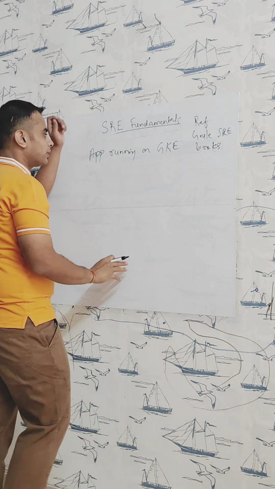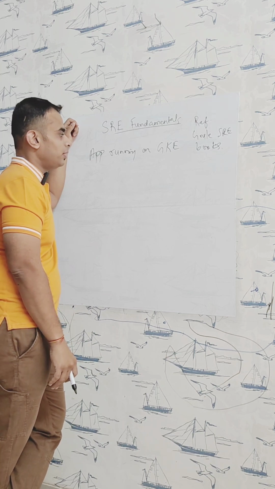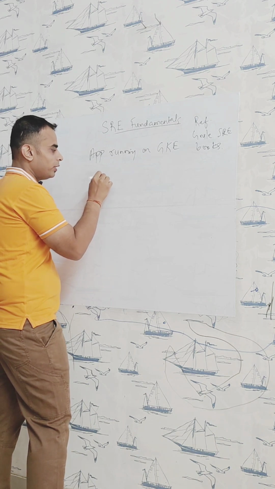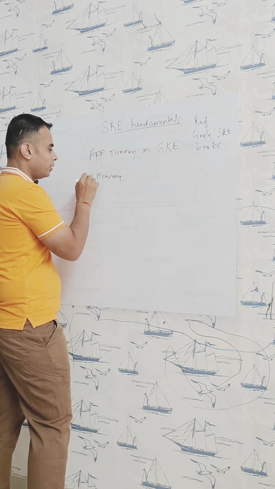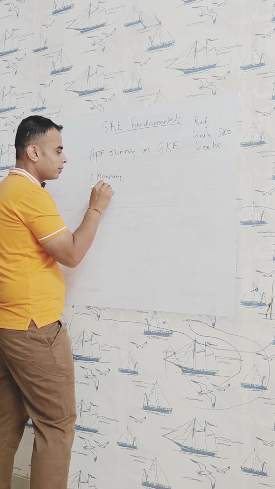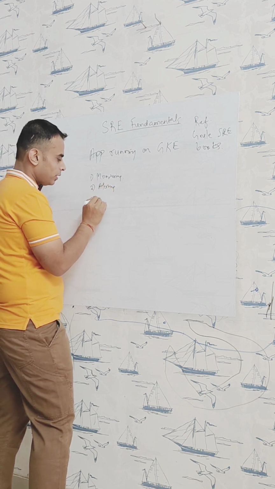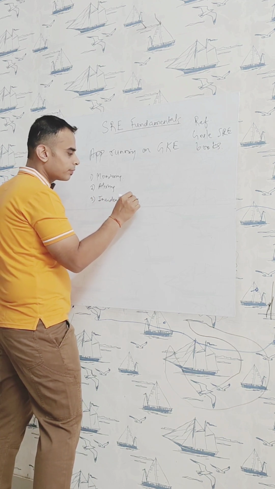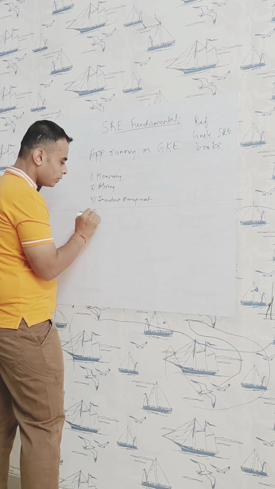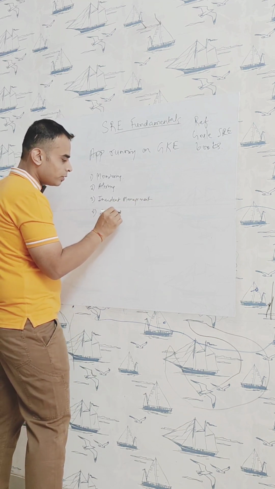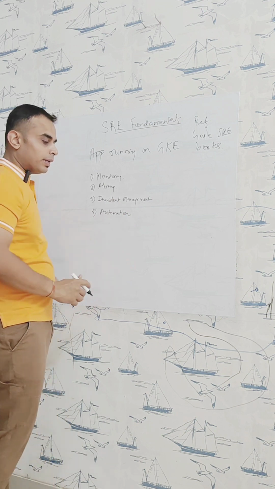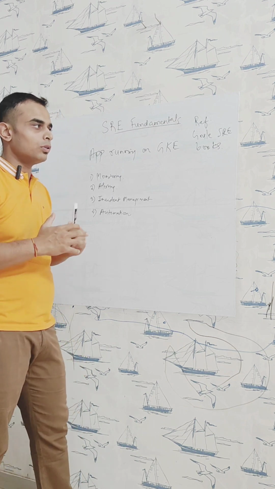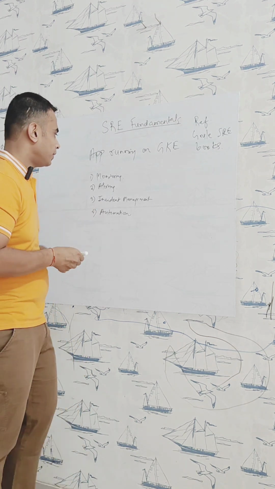Now let's come back to the example. Let's say you have an app running on GKE. The main job of an SRE is monitoring, then alerting, then incidents or incident management, and then automation. These are the four areas where people do SRE work.